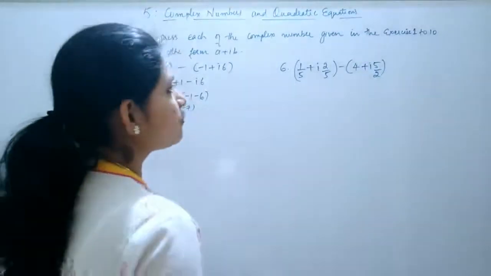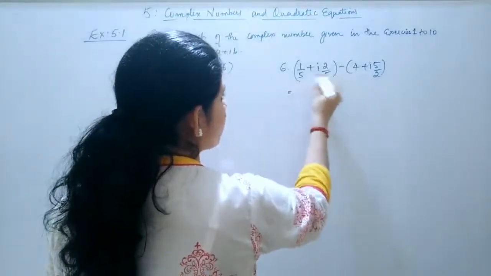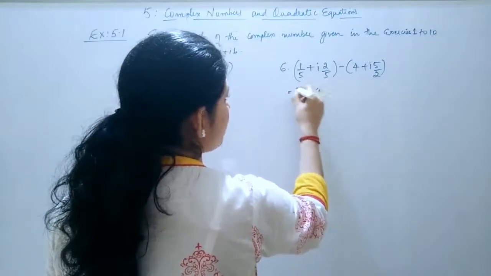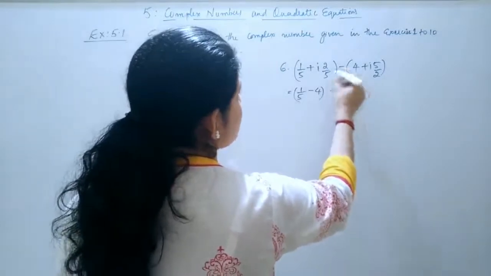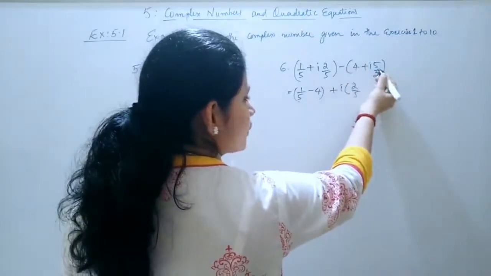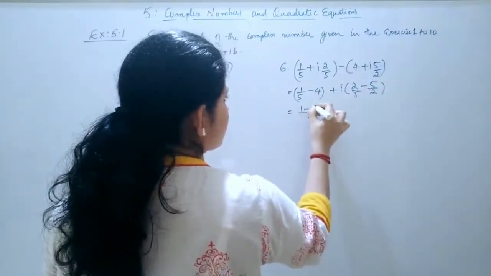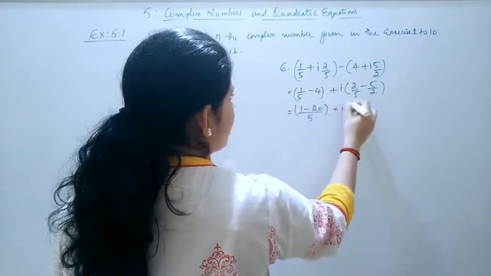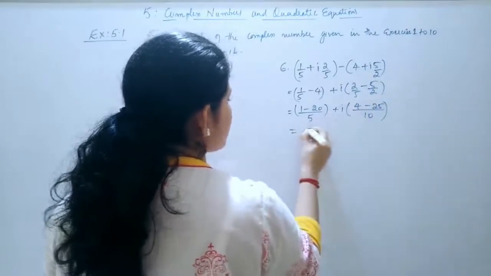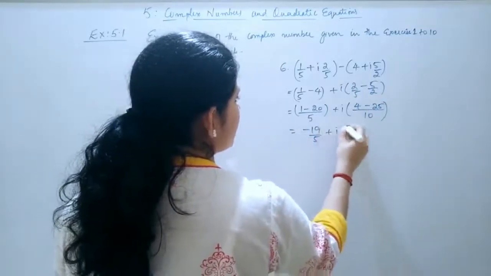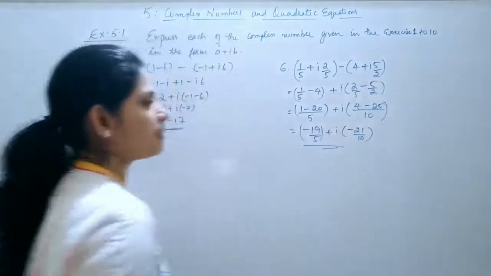Question 6 is 1 by 5 plus i into 2 by 5 minus of 4 plus i 5 by 2. Again we collect the real parts together, so this will become 1 by 5 minus 4, which does not contain i, plus i into 2 by 5 positive, and this negative is for this also, so you will get minus 5 by 2. So here it is 1 minus 20 over 5, plus i into, after taking the LCM as 10, 4 minus 25. So this is minus 19 by 5 plus i into minus 21 by 10. So this is your a plus ib form.